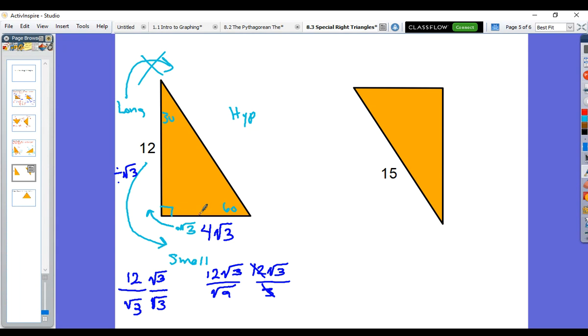Now, to go from the small side to the hypotenuse, now that we have the small side, we multiply by 2. Now again, this is the whole number 2. So the only thing this 2 can multiply to is the 4, giving us 8 radical 3. The radical 3 stays as it is because you cannot multiply a whole number 2 with a radical number.